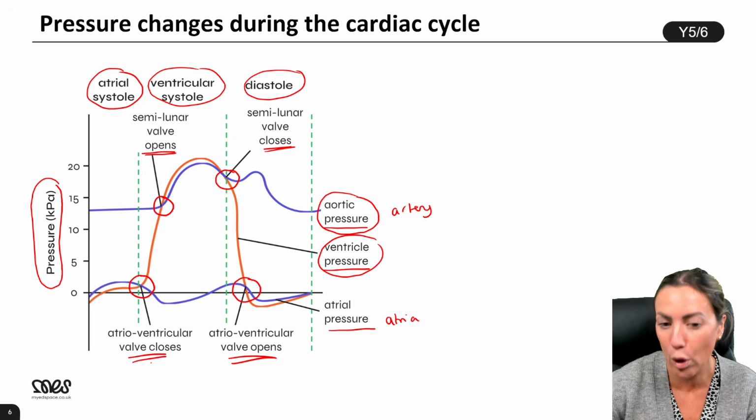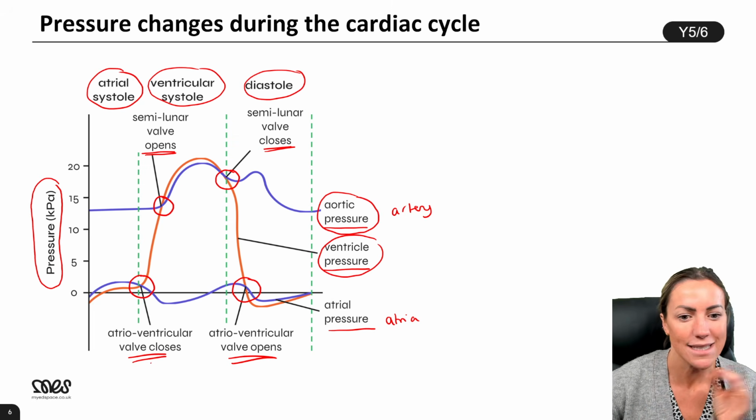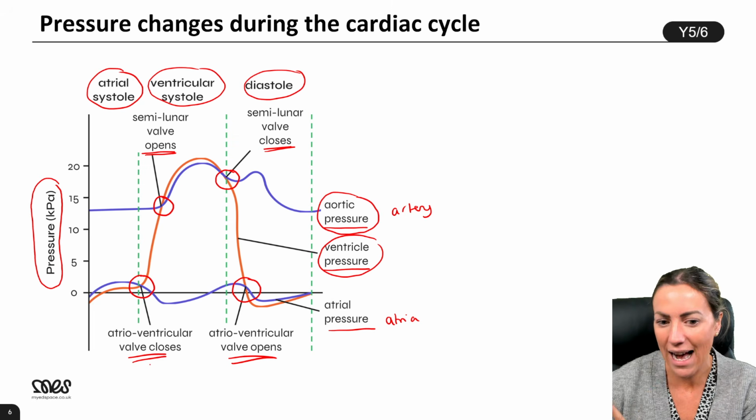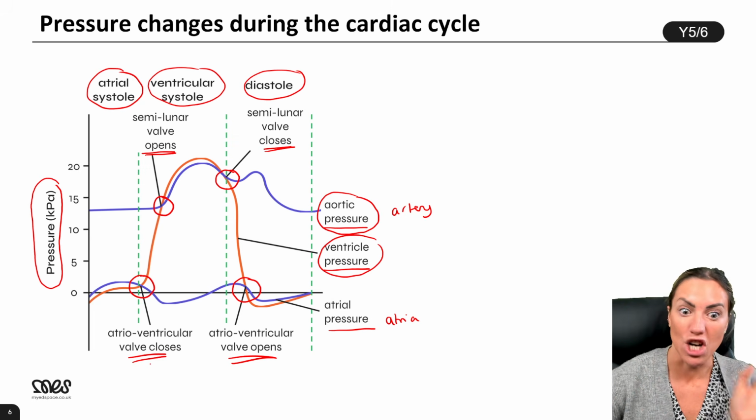The crossover points mean that a valve is going to open or close. And you need to figure out where is the pressure higher and where is the pressure lower.